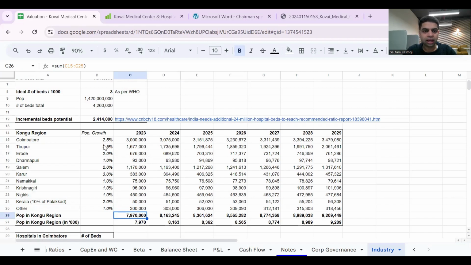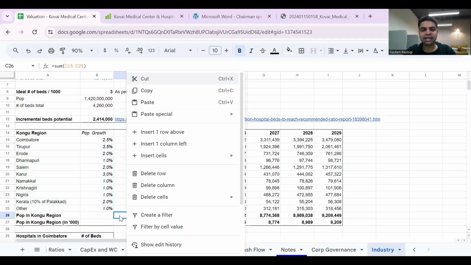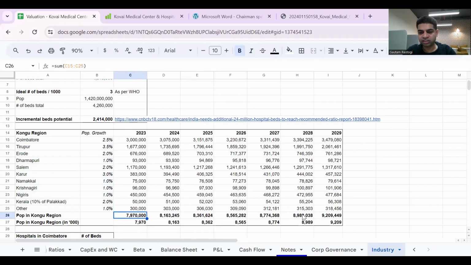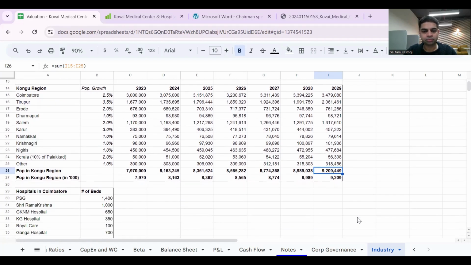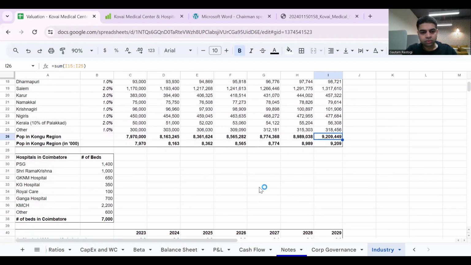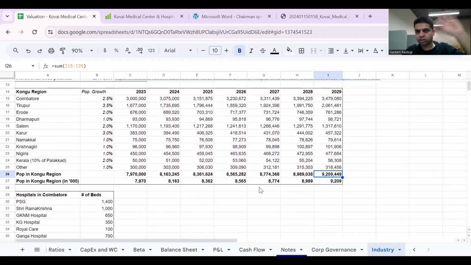And if these respective populations grow at these historical rates, and again take these numbers with a pinch of salt, then the 80 lakh population in 5-6 years could be 90, 92 lakh. So it could increase by 10, 12 lakh over the next 5-6 years. So I'm getting somewhere with this. Just keep that in mind.